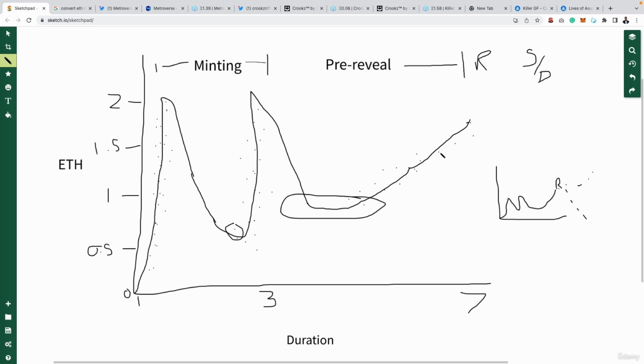So in the next video, I'll be going through some past collections and showing you the trends and showing you exactly how close they are to what I've been seeing in all of my analysis.